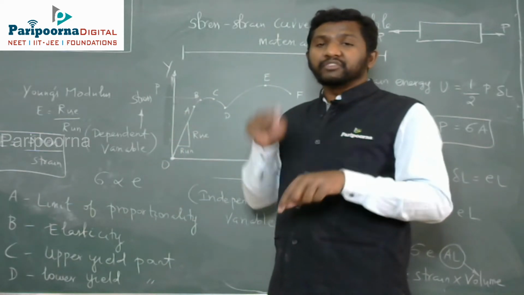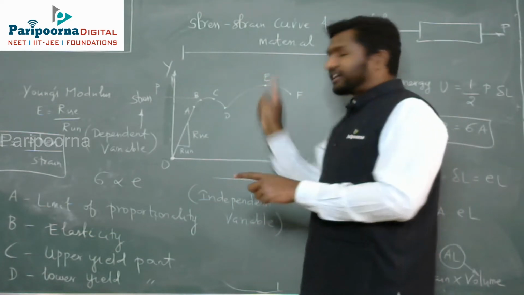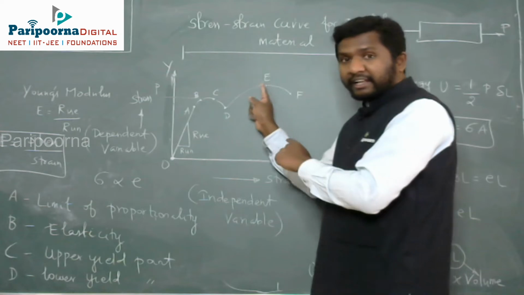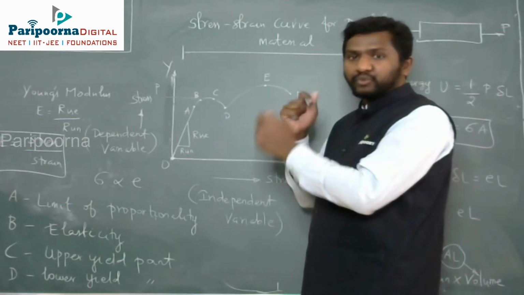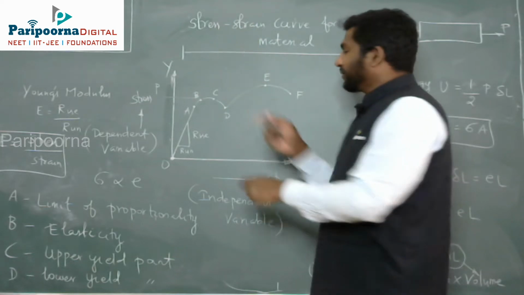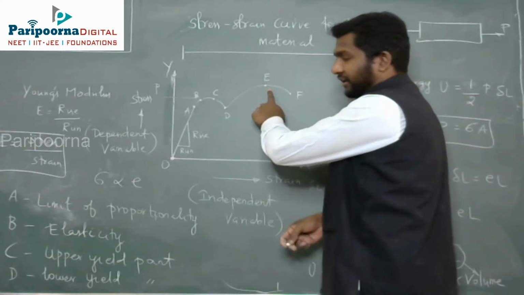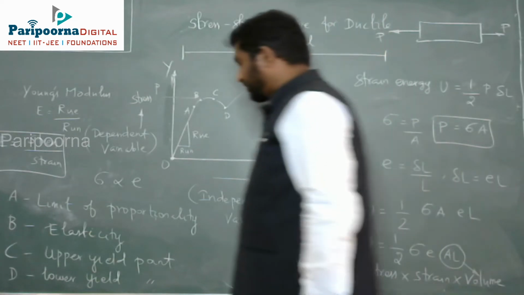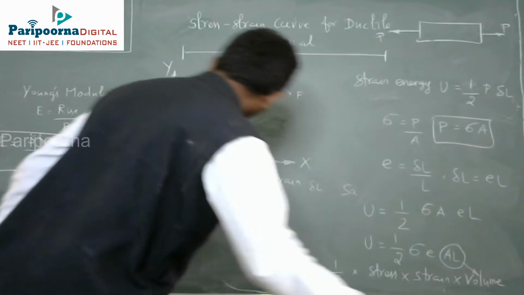So now what is the situation of this applied load? The applied load should increase. That's why the applied load also realizes the material is getting energy back, so I have to increase the load. So the load is suddenly increasing and it reaches point E, which is nothing but the ultimate stress. The stress at point E is the ultimate stress.